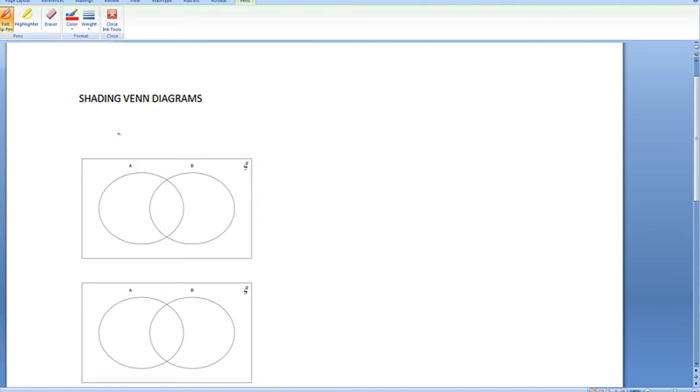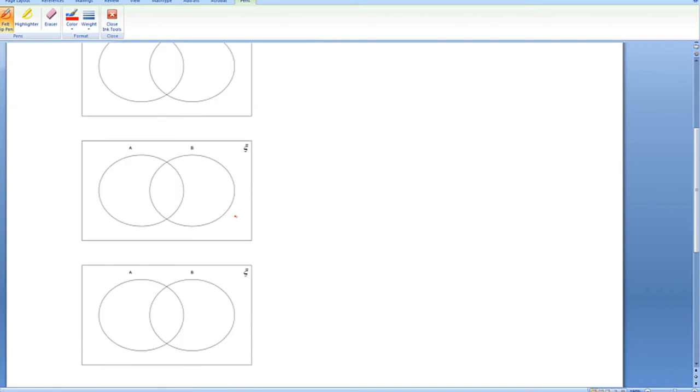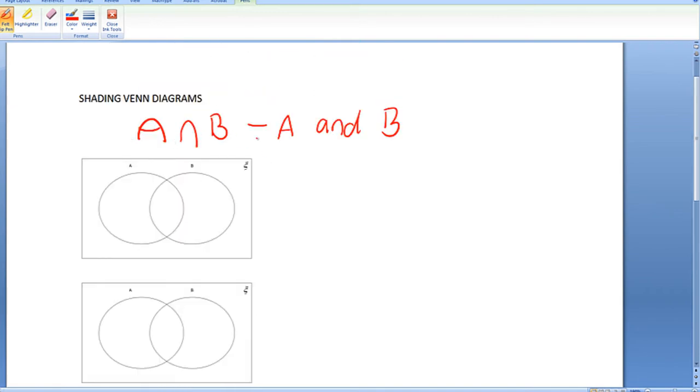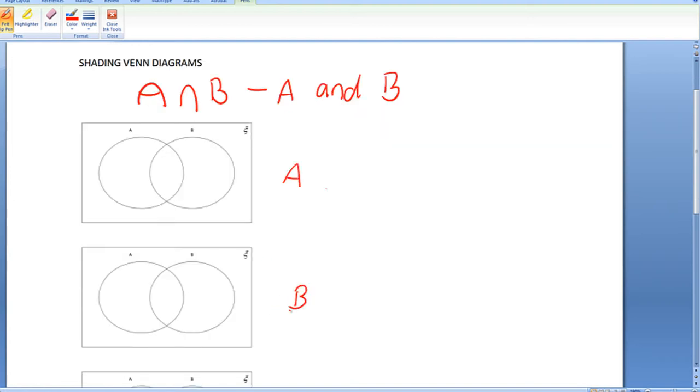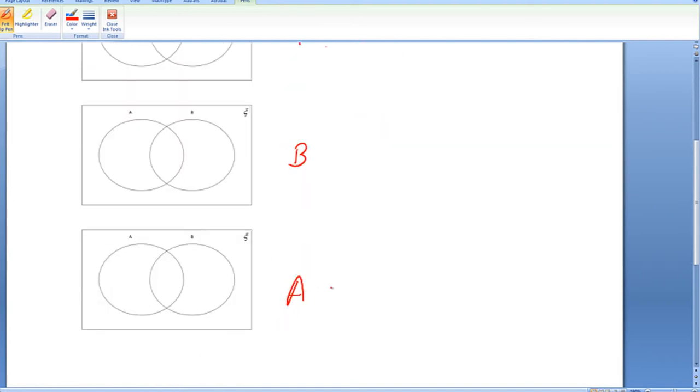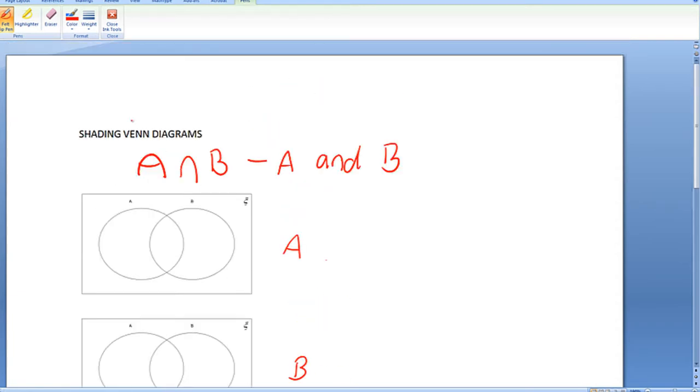This video will show you how to shade Venn diagrams. The first example we'll do is A intersect B. Now remember, another way of thinking about this is A and B. So in the three Venn diagram examples below, we'll step it through one piece at a time. First we'll shade A, and we'll do B, and finally we'll end up with A intersect B.